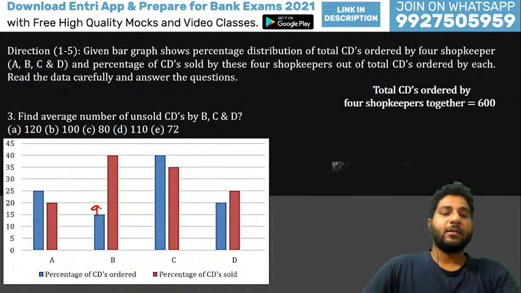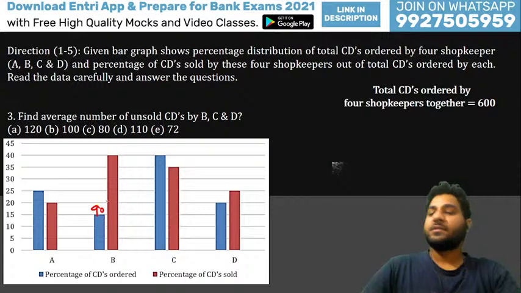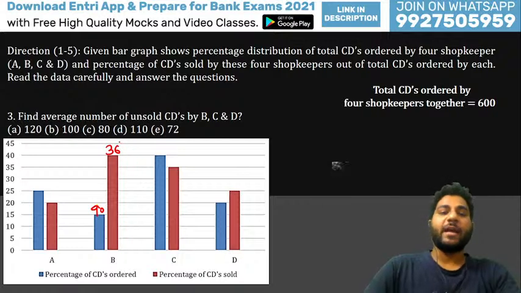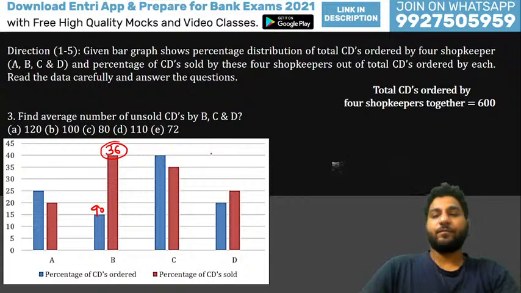B had ordered 90 CDs, and out of 90, B had sold 40%. That means 36. So if B had sold 36, B must have unsold 54. Alright, B must have unsold 54.